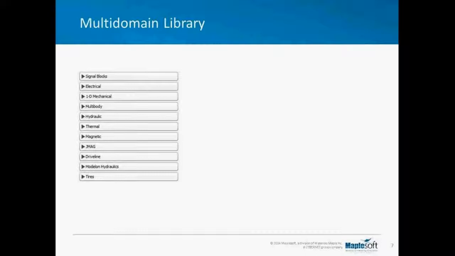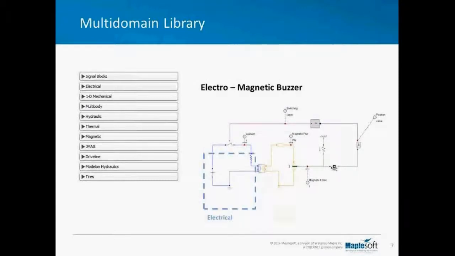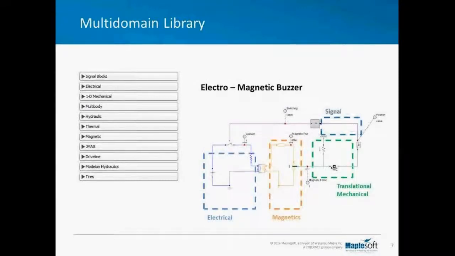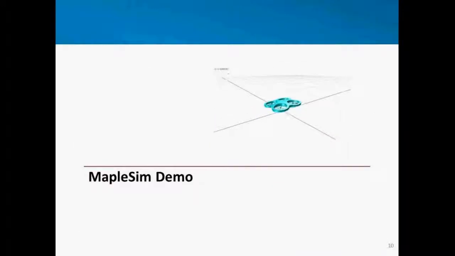And a natural extension to a-causal modeling is that the libraries are multi-domain. And this is, of course, very useful as real-world systems are always multi-domain. So students get to grasp fundamentally how domains are working together within one environment.